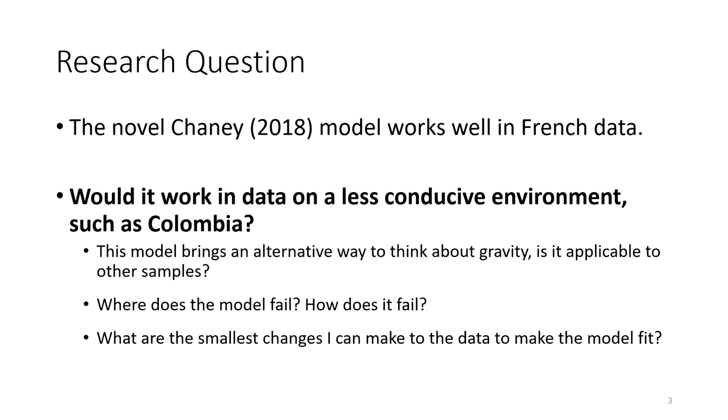It's surrounded by neighbors that are difficult to access, such as Brazil, Panama, and some of the neighbors are low-income countries, or they have political issues, such as Venezuela. So this new model brings an alternative way to think about the gravity model. So the question is, is it applicable to other samples? If it does not fit for those samples, where does it fail, or how does it fail? And then I try to answer, what are the smallest changes I can make to the data to make the model fit? Okay, so that's going to be my final goal.